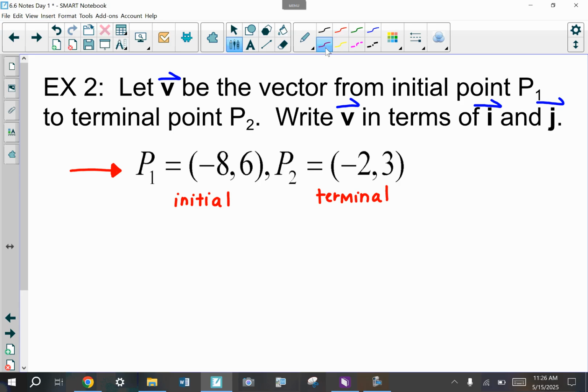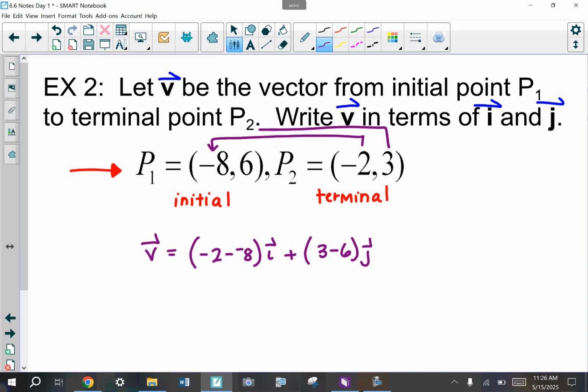So really, we just have to know, how do we do it? Yeah. So you want to be careful. You want to make sure you're taking P2 minus P1. So for the horizontals, we subtract the x's. So -2 minus -8. That's going to go with vector i. Plus, what would I do for vector j? 3 minus 6. So that's vector j. Then I'm just subtracting the y's. So -2 minus -8 would be -2 plus 8. -2 plus 8 is 6. So 6i, and then what's 3 minus 6? Minus 3j. So this is what we think this vector would look like as a position vector.